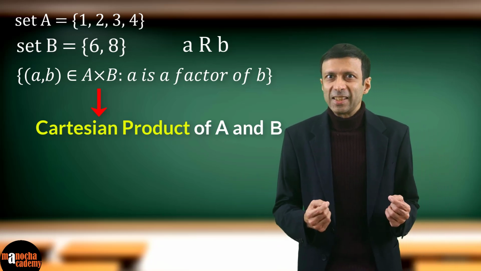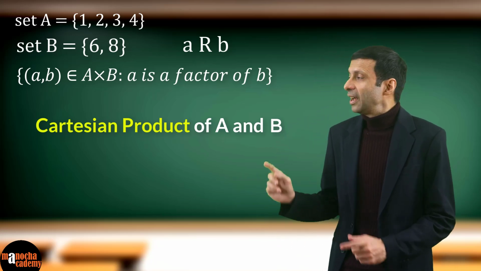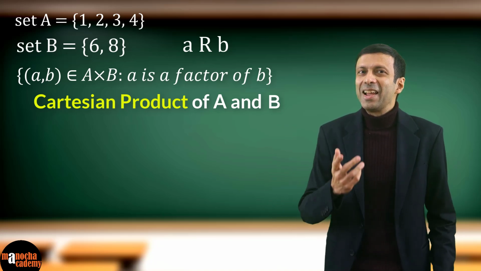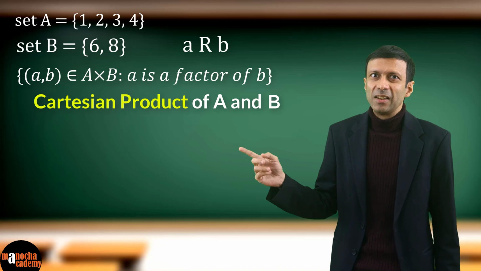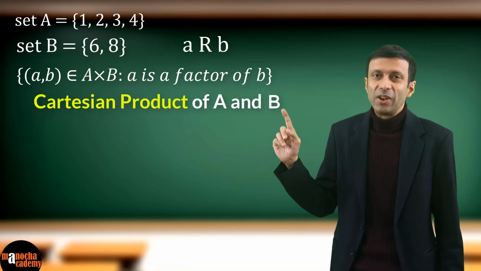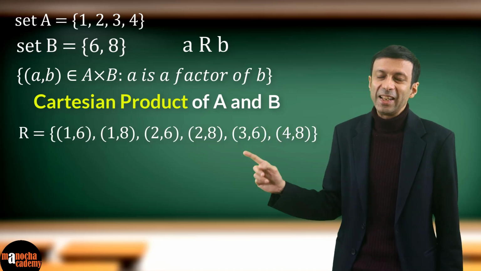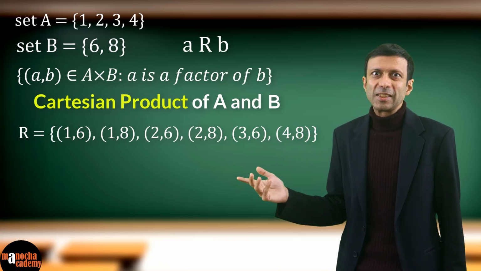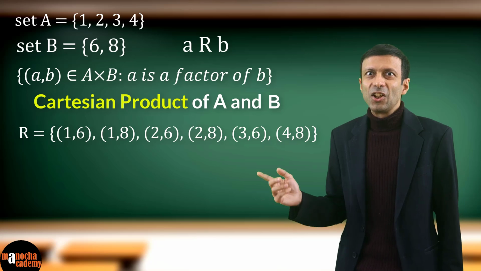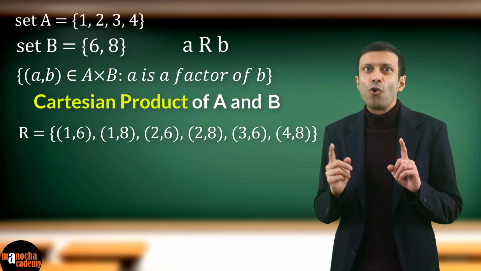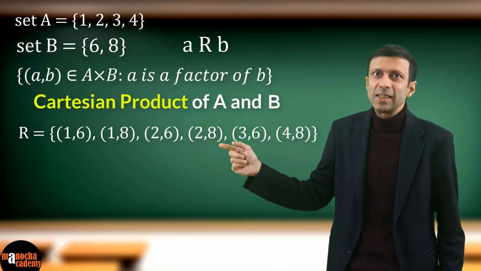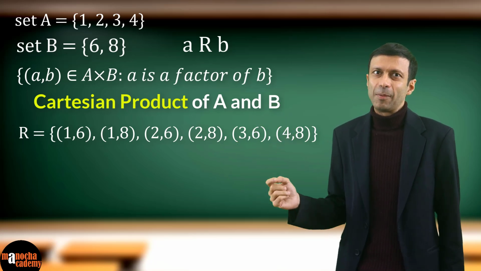The ordered pairs that satisfy the relation that a is a factor of b are going to be what? That's right. So look at the numbers here. They're going to form this relation R, which contains (1, 6), (1, 8), (2, 6), (2, 8), (3, 6) and (4, 8). Because you can see that everywhere, the first number is a factor of the second number.